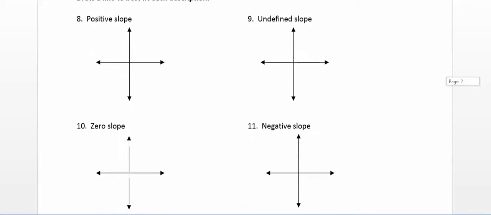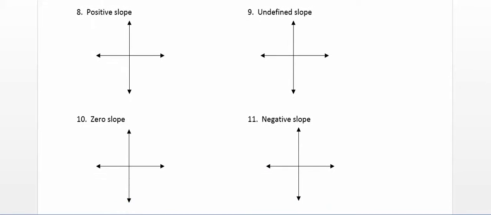8, 9, 10, and 11, as I walked around the room, it seemed like most of you understood this. A positive slope goes in this direction. Negative slope would then go in the opposite direction. 0 slope is any horizontal line, and undefined slope is any vertical line.